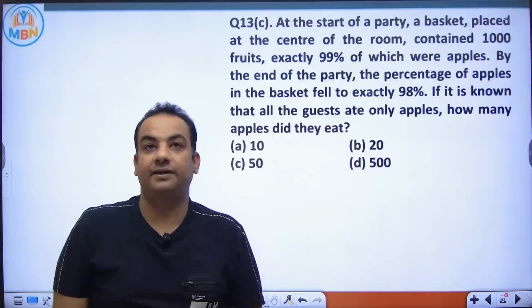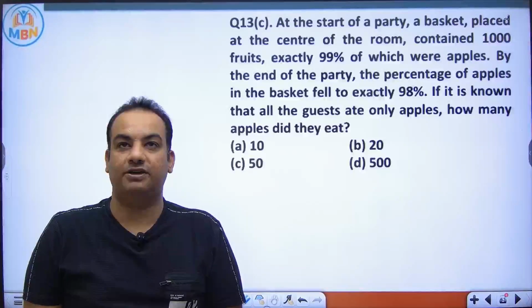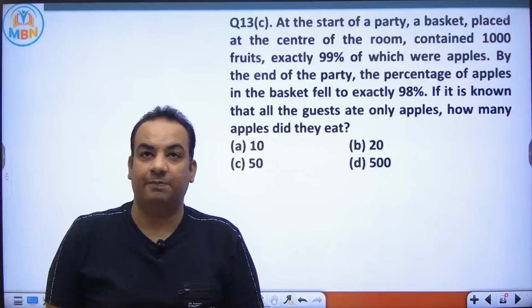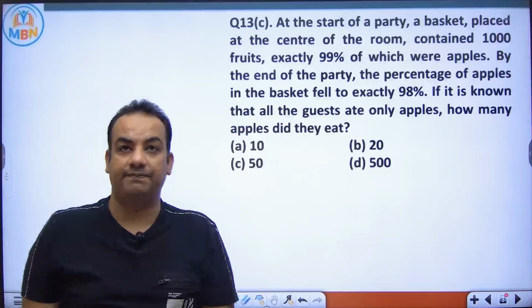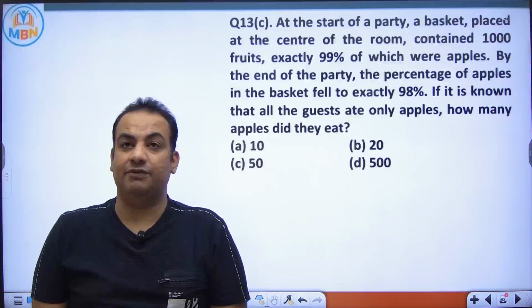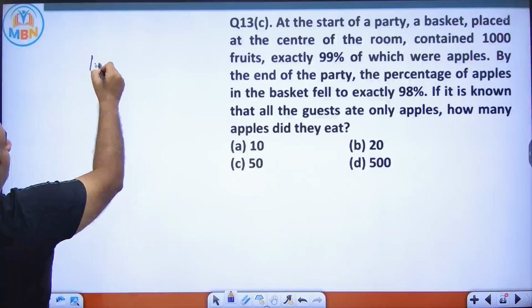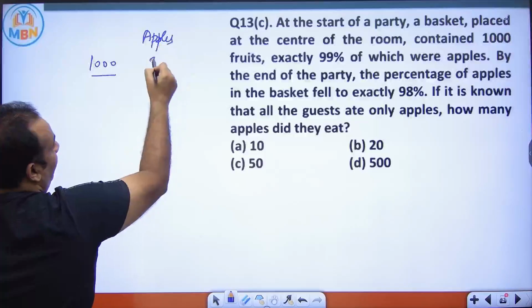Now see this. Again, a question based on this. All of you try this. Pause the video. Try the question and then look for the solution. At the start of the party, a basket placed at the center of the room contained 1000 fruits, exactly 99% of which are apples. So what is given? That there were 1000 fruits, out of which apples are 99%.